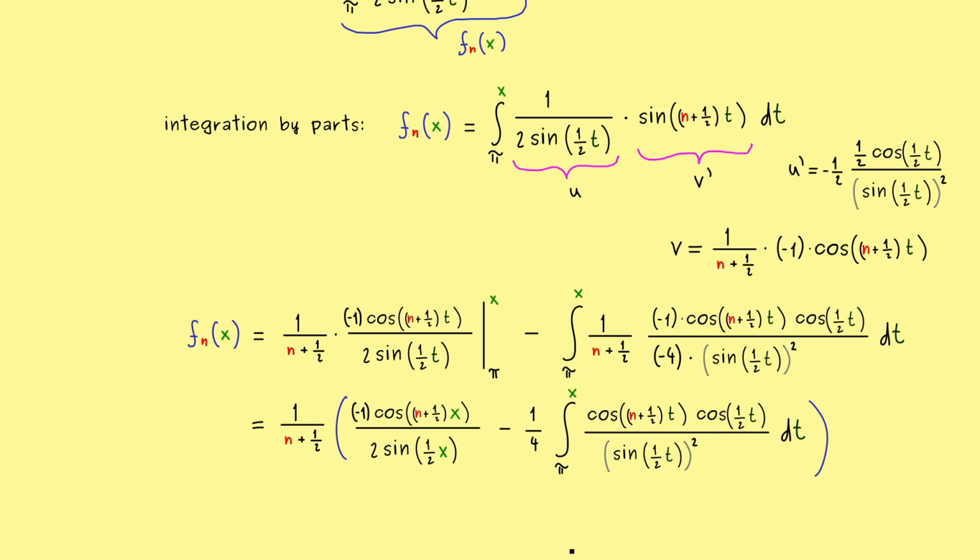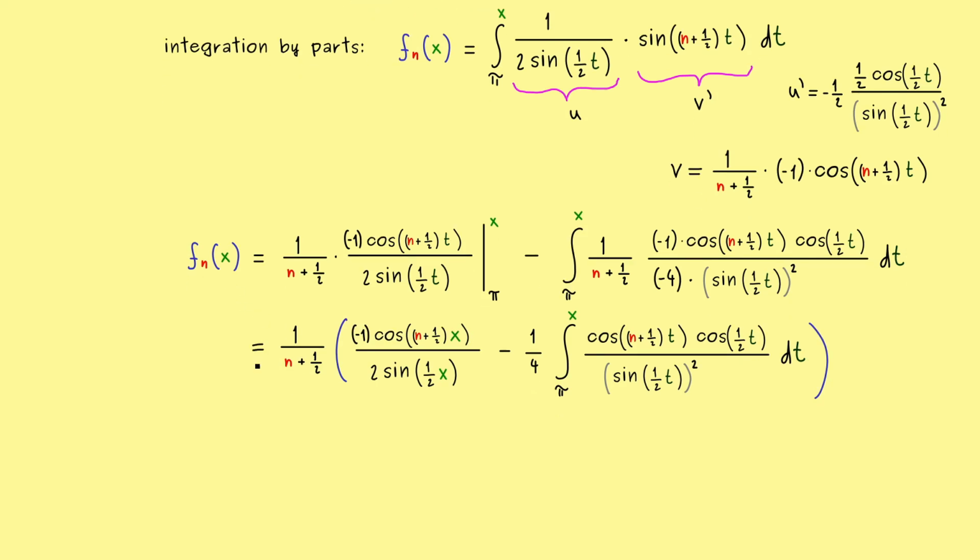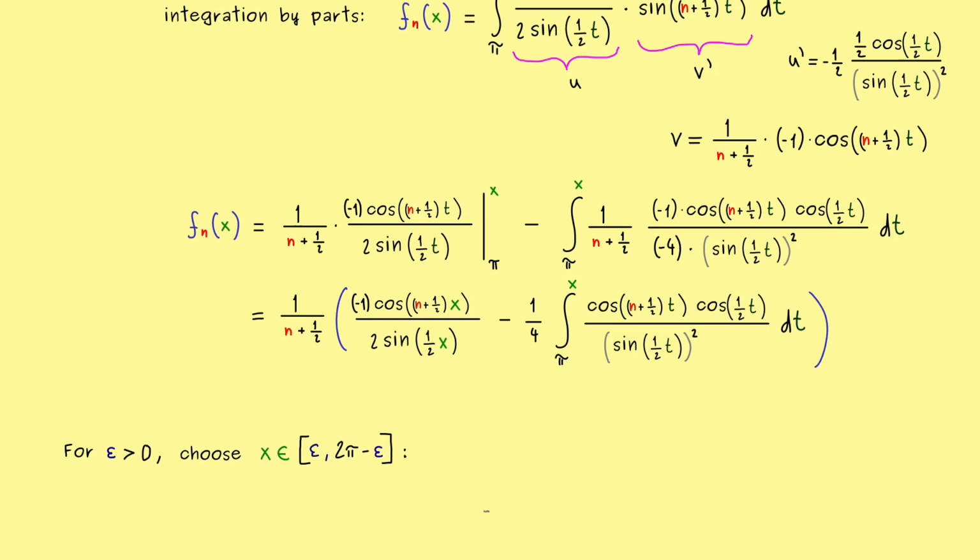Okay, so this is our nice result, and now let's fix our variable x in the closed interval with the given epsilon. So this is exactly as stated in the lemma. For epsilon greater 0 we have x in the interval epsilon to 2 pi minus epsilon. So I would say let's visualize that on the real number line. So there's our interval, and exactly in the middle we find pi.